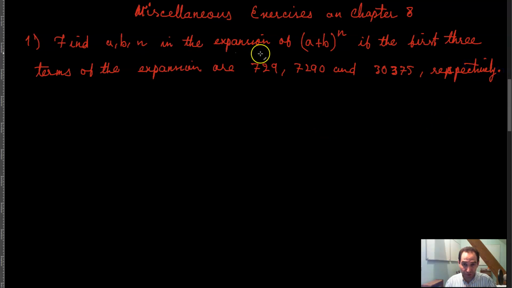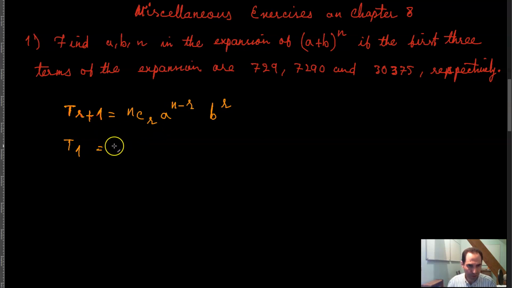Okay, so the first three terms of this expansion are basically these numbers. So what that means is that in the expansion, the general term would be T of r plus 1, which is equal to n combination r, a raised to the power n minus r, b raised to the power r. Which means that for T of 1, your r is equal to 0. That means that you get n combination 0, a raised to the power n minus 0, b raised to the power 0, which is the same thing as n combination 0, a raised to the power n, and that is equal to 729.